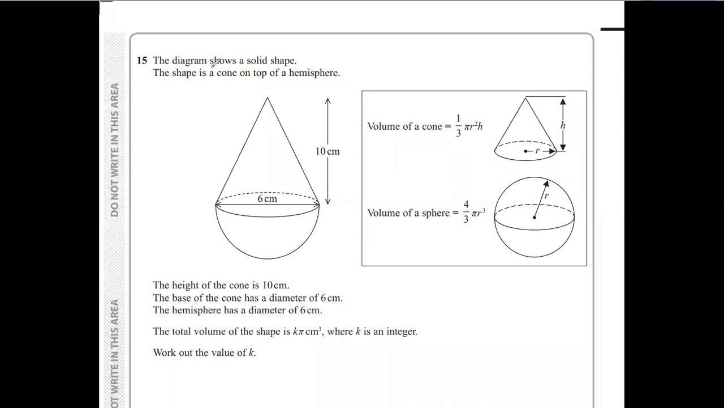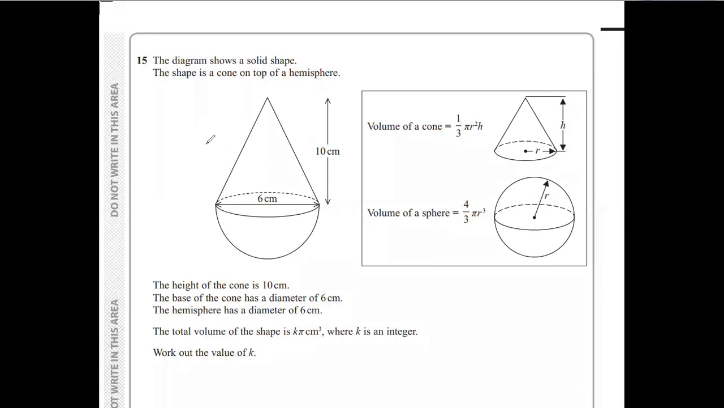Question 15. The diagram shows a solid shape. The shape is a cone on top of a hemisphere. The height of the cone is 10 centimeters. The base of the cone has a diameter of 6 centimeters. The hemisphere has a diameter of 6 centimeters. The total volume of the shape is k pi centimeters cubed, where k is an integer. Work out the value of k.